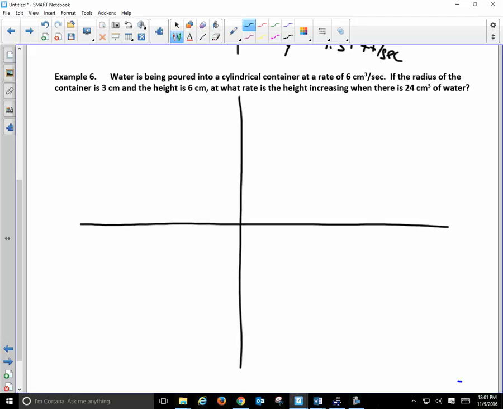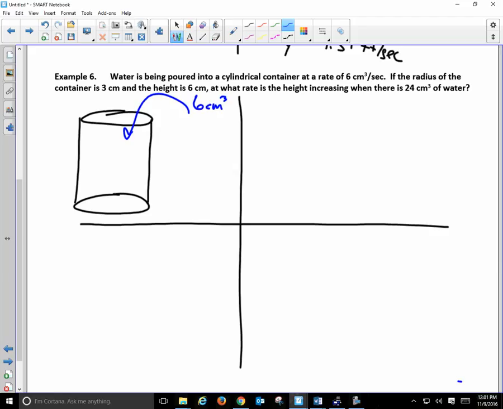Water is being poured into a cylindrical container at a rate of 6 cubic centimeters per second. The radius of the container is 3. The height of the container is 6. At what rate is the height increasing when there's 24 cubic centimeters of water? You try to take ownership of this one. What's my formula? Yep, volume is equal to pi r squared times the height.